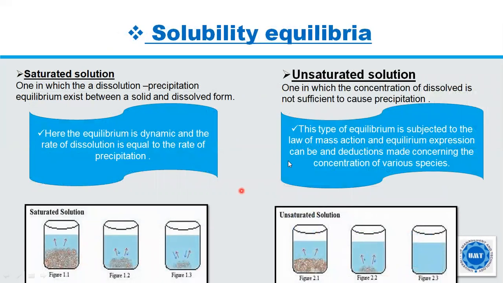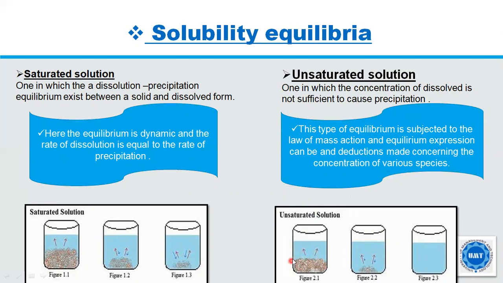Next are saturated and unsaturated solutions. A saturated solution is one in which a dissolution and precipitation equilibrium exists between a solid and its dissolved form. For example, in this figure, when we dissolve solute in the solvent, the solute doesn't dissolve completely. It will form precipitate, and a time comes when the rate of precipitation will be equal to the rate of dissolution. So this type of equilibrium is dynamic. The next is the unsaturated solution, in which the concentration of dissolved solute is not sufficient to cause precipitation.